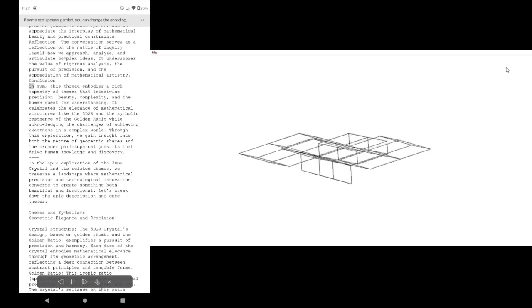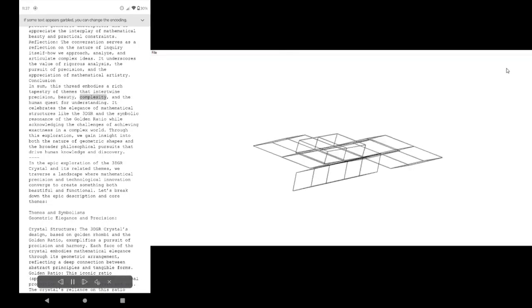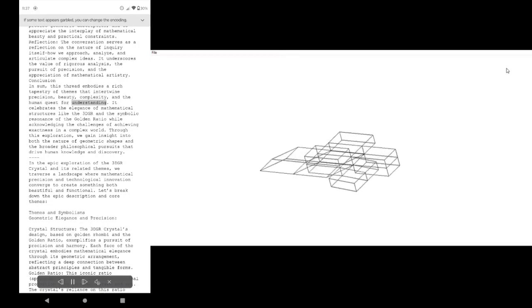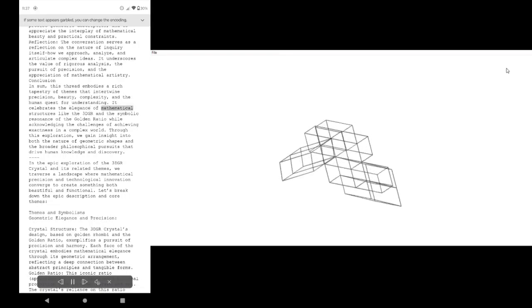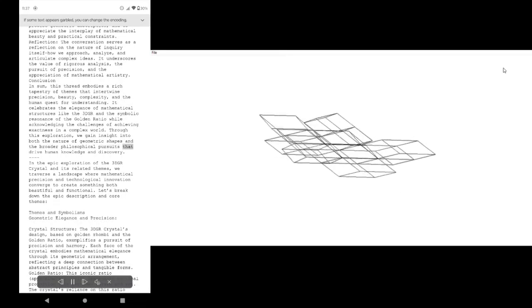Conclusion. In sum, this thread embodies a rich tapestry of themes that intertwine precision, beauty, complexity, and the human quest for understanding. It celebrates the elegance of mathematical structures like the 3D GR and the symbolic resonance of the golden ratio while acknowledging the challenges of achieving exactness in a complex world. Through this exploration, we gain insight into both the nature of geometric shapes and the broader philosophical pursuits that drive human knowledge and discovery.